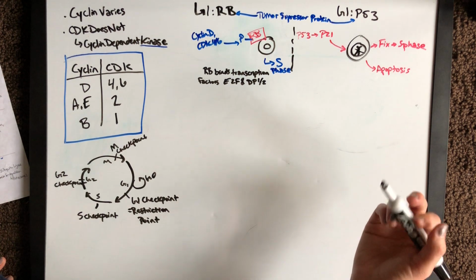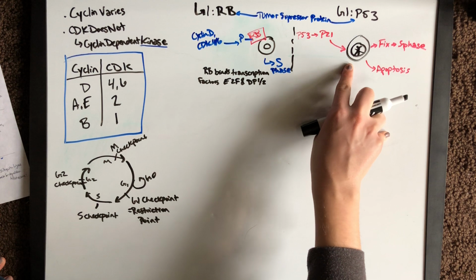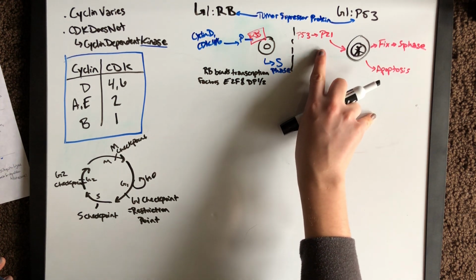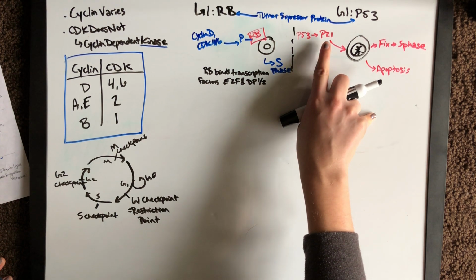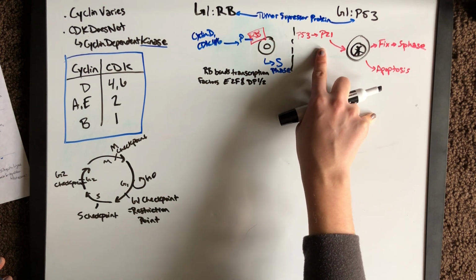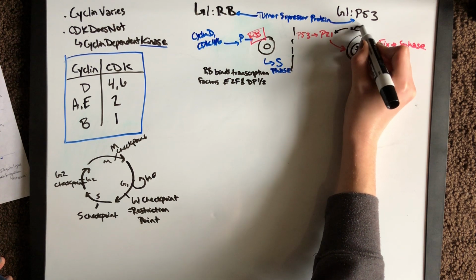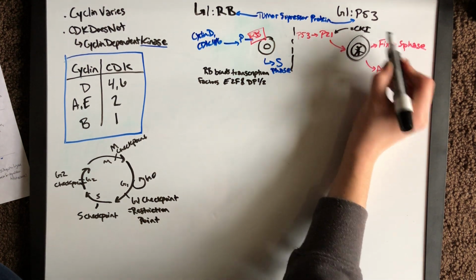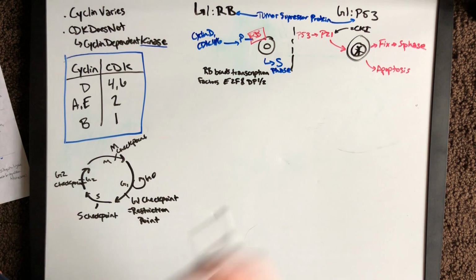Our P21, because it's holding the cell in G1 phase, it's an example of the Cyclin-CDK inhibitors. Sorry, that was hard to get out. It's an example of our CKIs, so cyclin-dependent kinase inhibitor. So P21 is an example of a CKI.